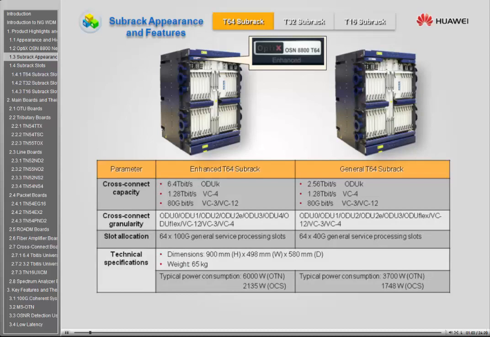An Enhanced Optics OSN 8800 T64 subrack provides a maximum of 6.4 terabits per second cross-connect capacities, and a General Optics OSN 8800 T64 subrack provides a maximum of 2.56 terabits cross-connect capacities.